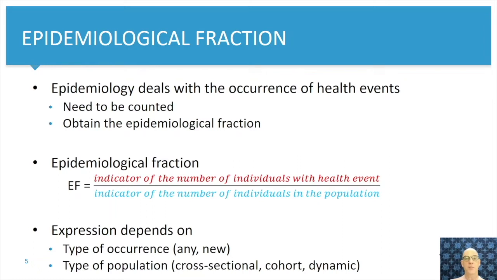And how we express the epidemiological fraction depends on what type of data we have in hand and on what type of occurrences we are interested in. Are we thinking about new cases only or about any cases in a certain time frame? Or, for example, do we want to know the epidemiological fraction at a certain point in time in a cross-sectional fashion, or are we much more interested in the epidemiological fraction in a study that has some time of follow-up?